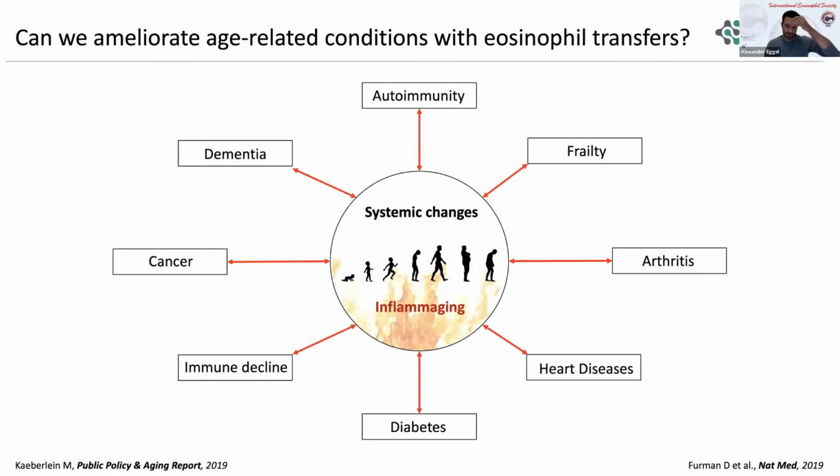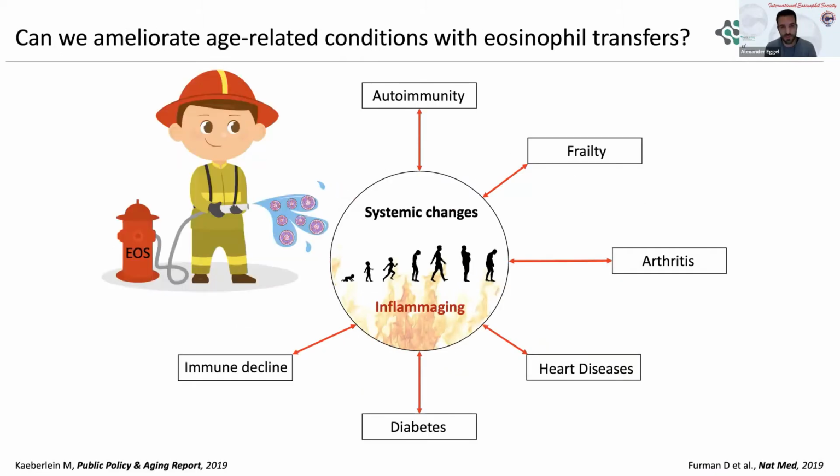Now, obviously, we wanted to know whether eosinophil treatment could affect age-related conditions. As we have shown, we can get rid of this inflammaging, or this systemic low-grade inflammation. And we basically focused on 2 different conditions, which are frailty and immunosenescence, or immune decline in aging.